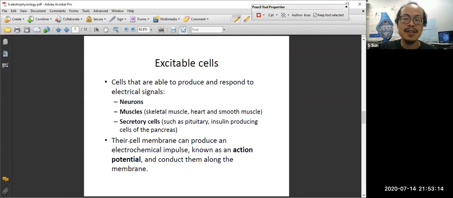So that leads to the excitable cells, the action potential. So what cells have membrane potential? All cells have membrane potential, but not all cells have the action potential. Not all cells are excitable. Only these three cells are excitable: neurons, muscle, secretory cells. So these three are excitable.